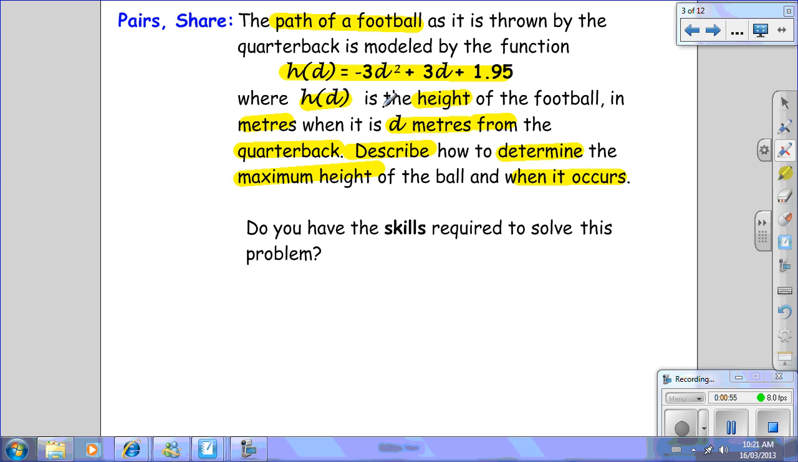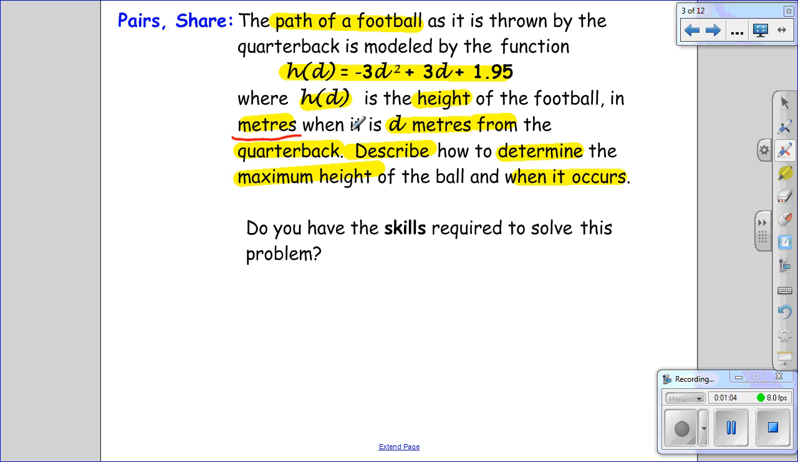And lastly, we're going to underline our units and what we're looking for when we read it again. Path of a football as it's thrown by the quarterback is modeled by that function. H of d is the height in meters, d is in meters. Describe how to determine the maximum height. So I'm finding the maximum height and when it occurs.